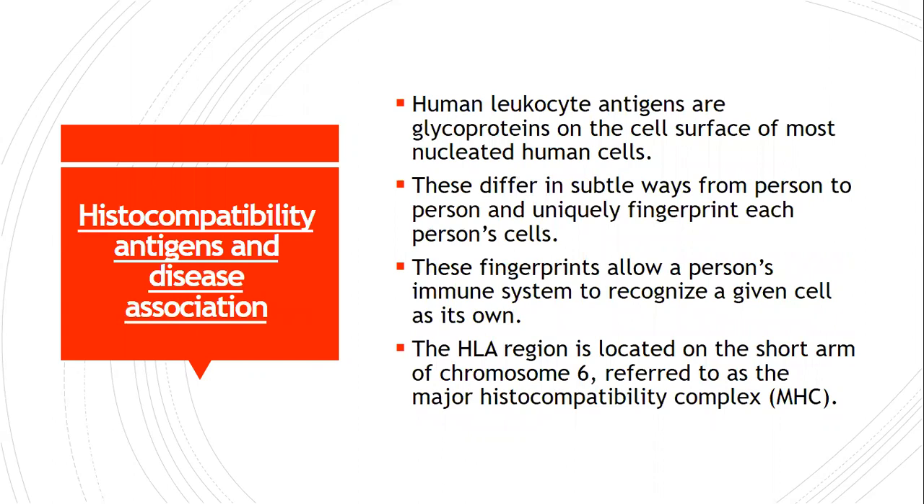Human histocompatibility antigen and disease association. Human leukocyte antigens are glycoproteins on the cell surface of most nucleated human cells. These differ in a subtle way from person to person, just like fingerprints differ from person to person. These fingerprints allow a person's immune system to recognize a given cell as its own. The HLA region is located on the short arm of chromosome 6 and is referred to as the major histocompatibility complex.